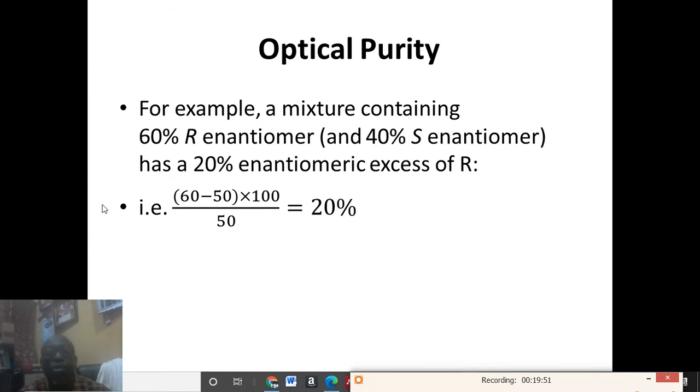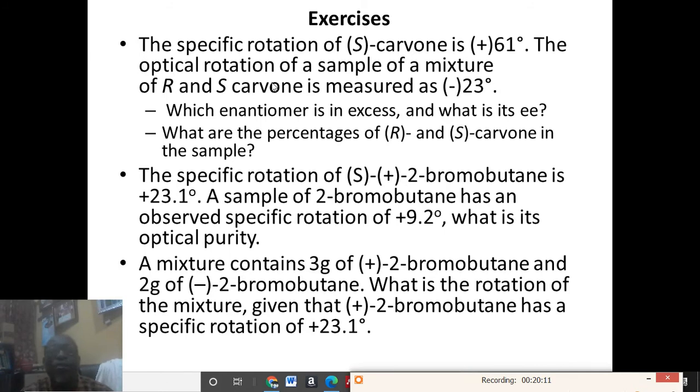For example, a mixture containing 60% R enantiomer and 40% S enantiomer will have a 20% enantiomeric excess. That is 60 minus 50 times 100 divided by 50, which gives us 20%. Okay, this is an exercise for you to practice again.